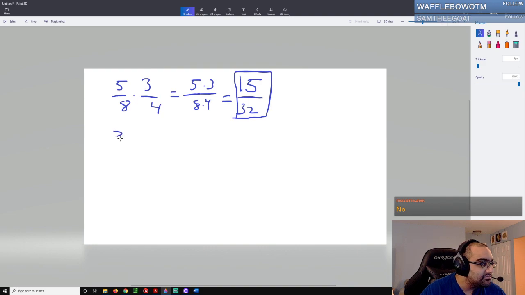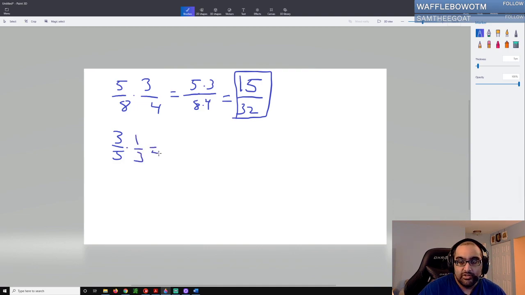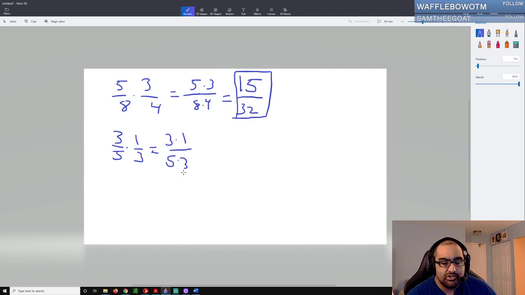Okay, so let's do this next one here. We have 3/5 times 1/3. Now if we put this together, we get 3 times 1 over 5 times 3. But here's the trick to this problem. The trick is that I don't want to multiply straight across to begin with.